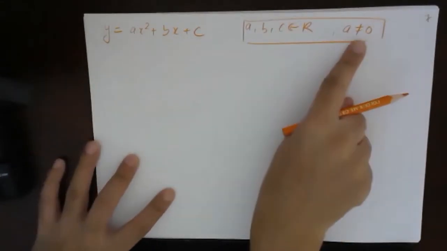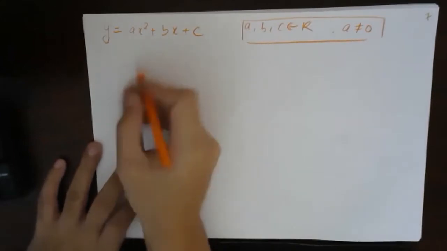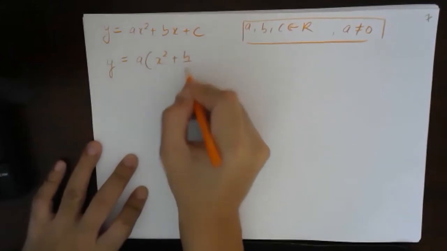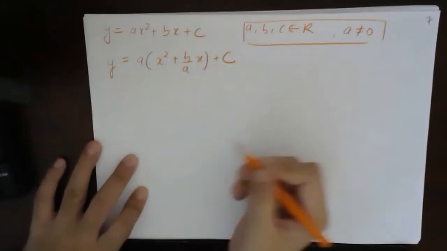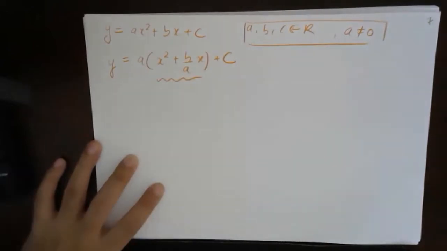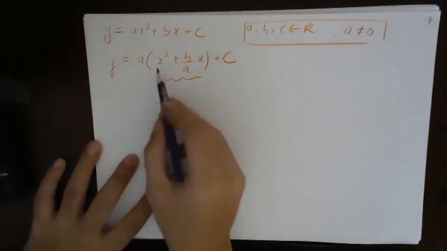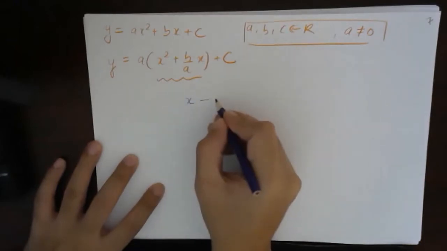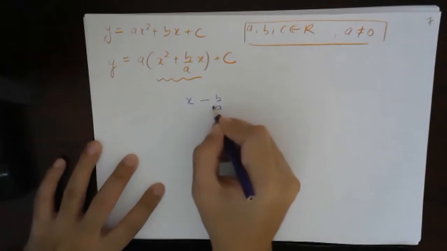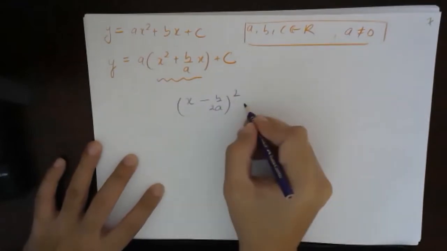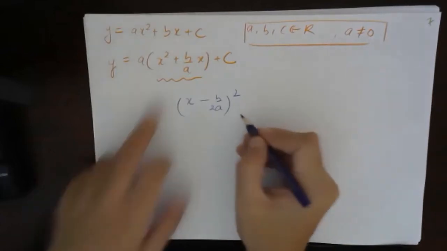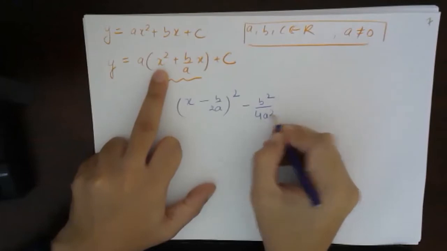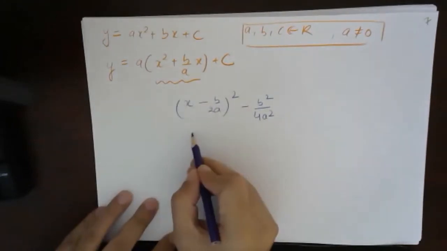Because of this condition, we can divide this with a. So we got y is equal to a into x square plus b by a x plus c, right? And then we converted this part. I will write it with another color. This part I can write as x minus b by 2a whole square, minus b square by 4a square.